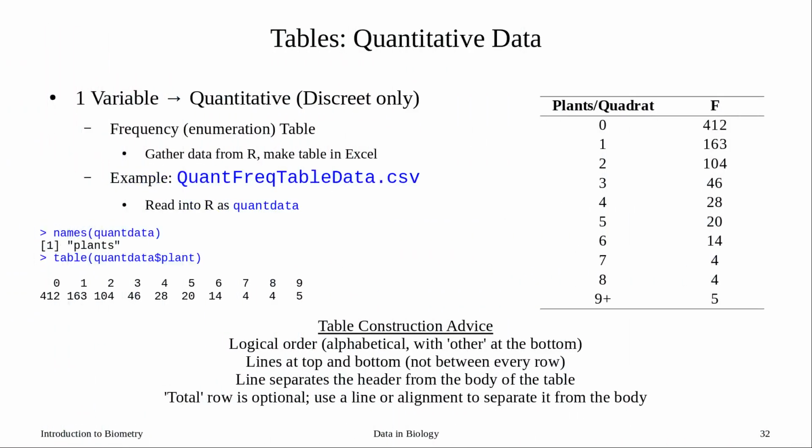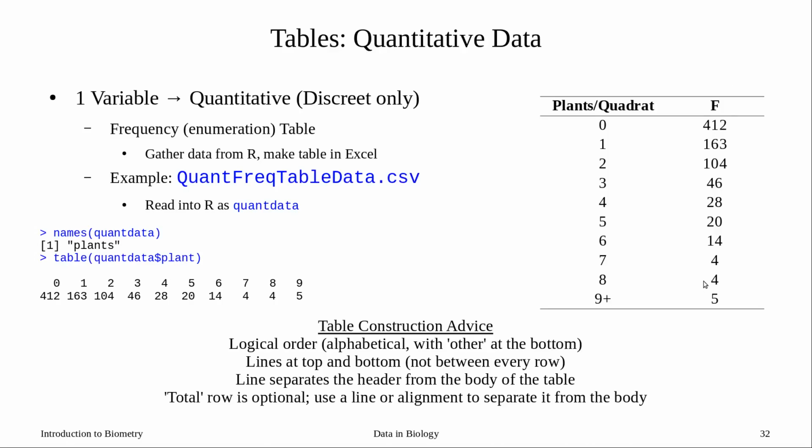Now with these frequency tables for the quantitative data, the same rules apply. I take the data, I put them into Excel, and I set it up the exact same way. So it's a logical order. In this case I use 9 or more because there is a possibility that we have more than 9 plants in a grid.